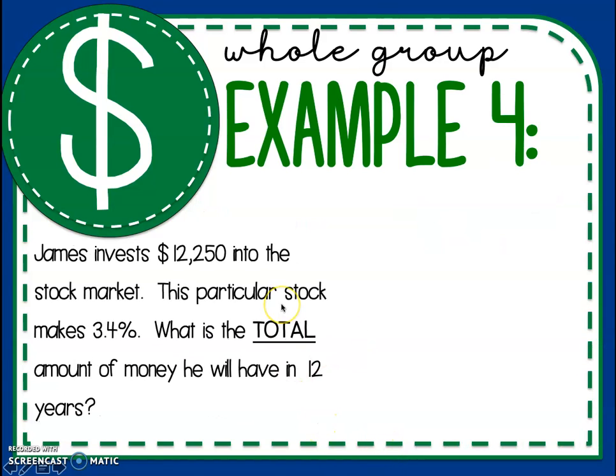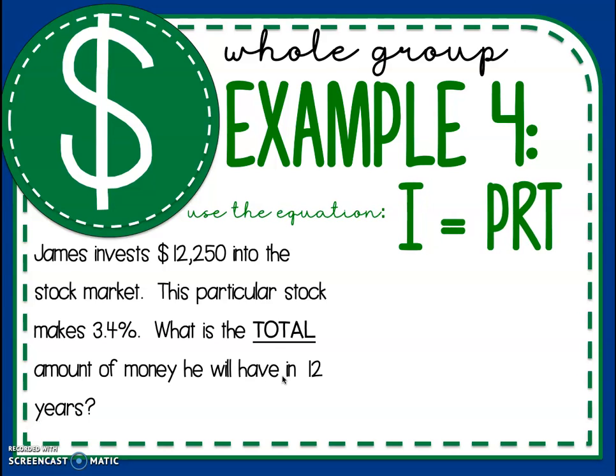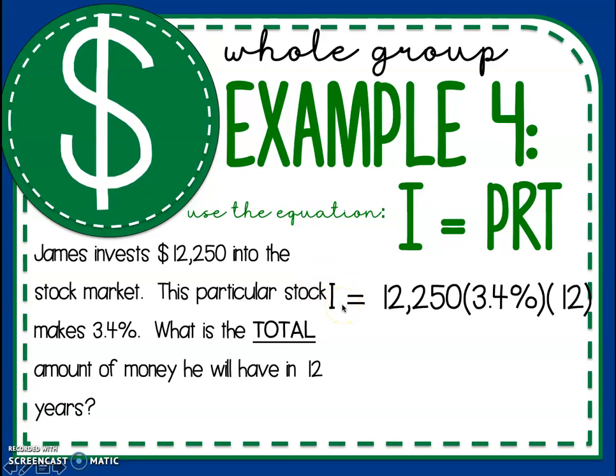Okay, let's take a look at one last example. It says Jamie invests $12,250 into the stock market, and this particular stock makes a 3.4% interest. What's the total amount of money that he's going to have in 12 years? Okay, so we're going to start with our equation. I equals PRT. I equals principal times rate times time. And then we're going to substitute in what we know. I is going to stay an I because that's what we're searching for, the interest. Equals 12,250 because that's the principal, times a 3.4% rate, times 12 years because that's how long he keeps it.